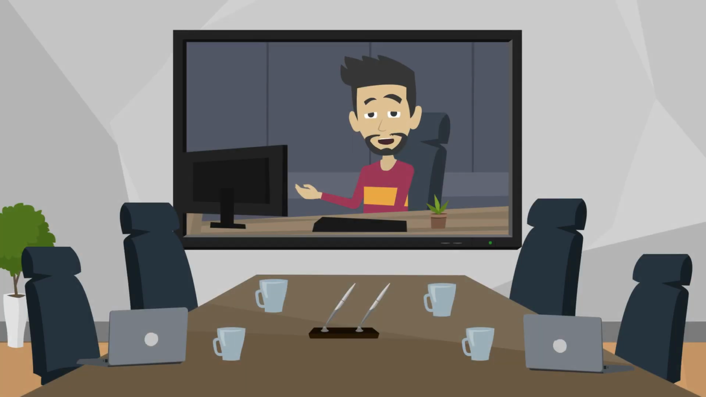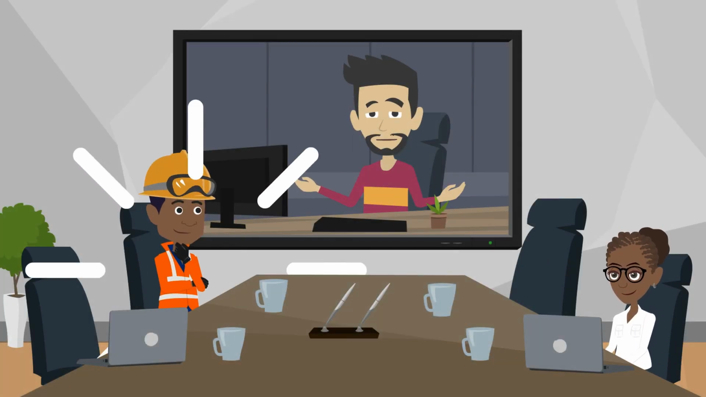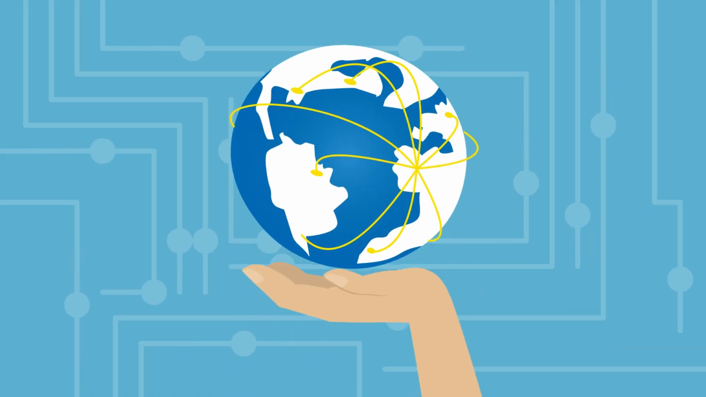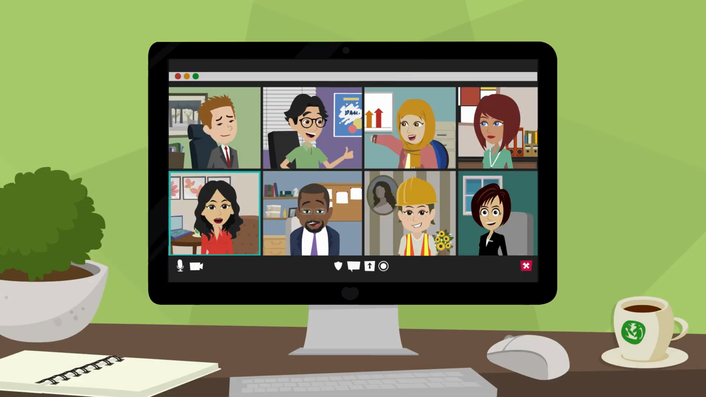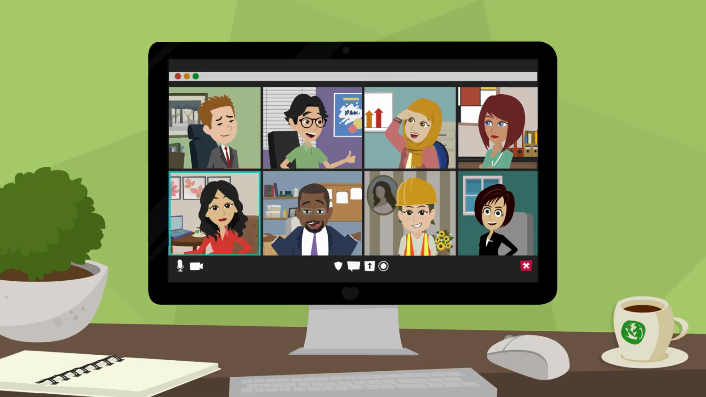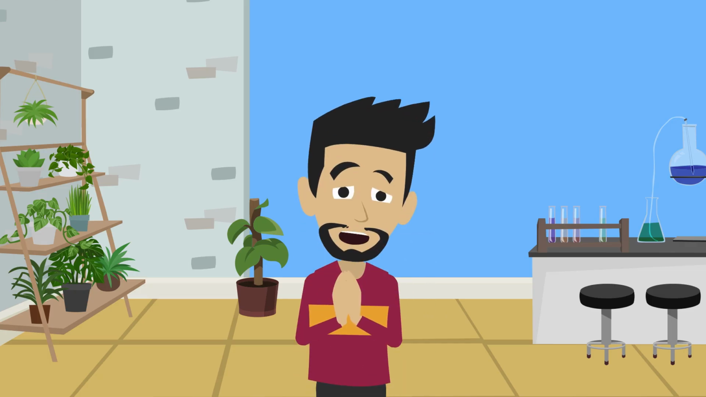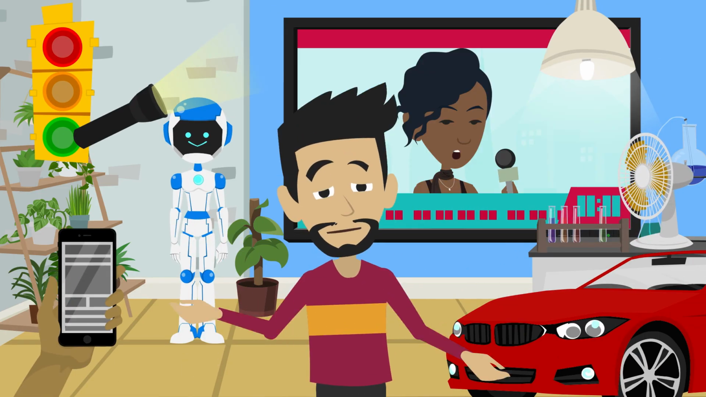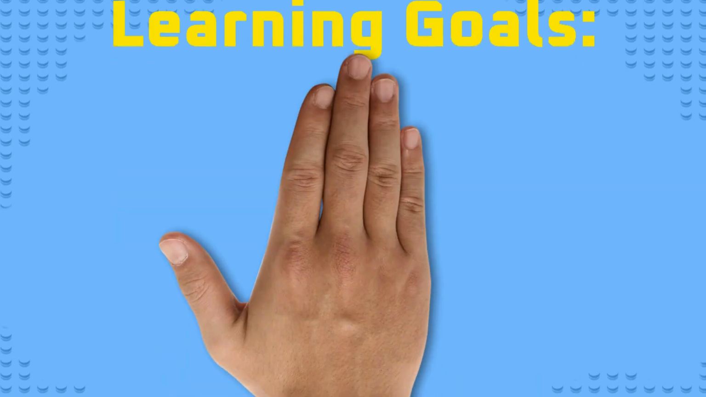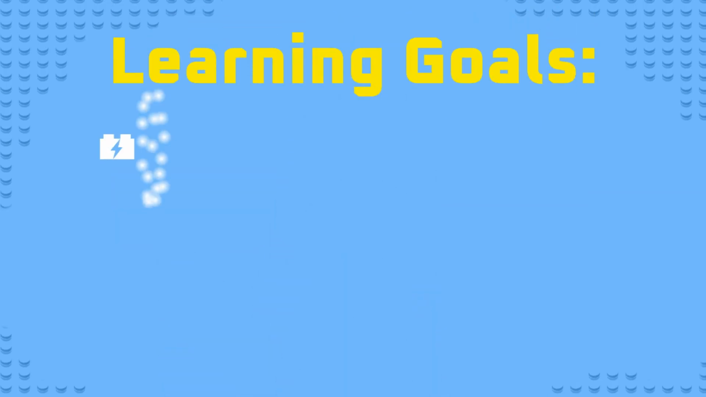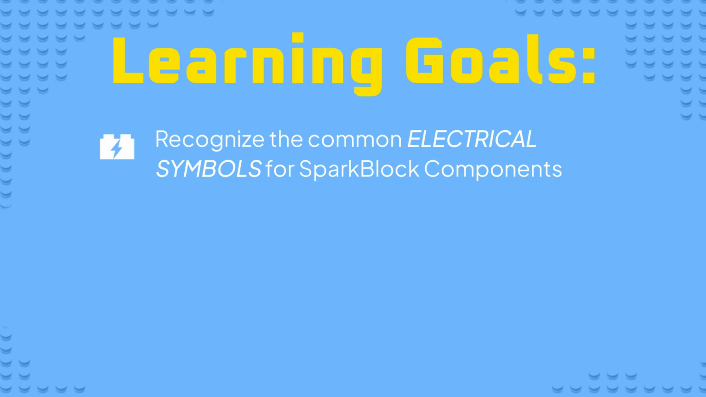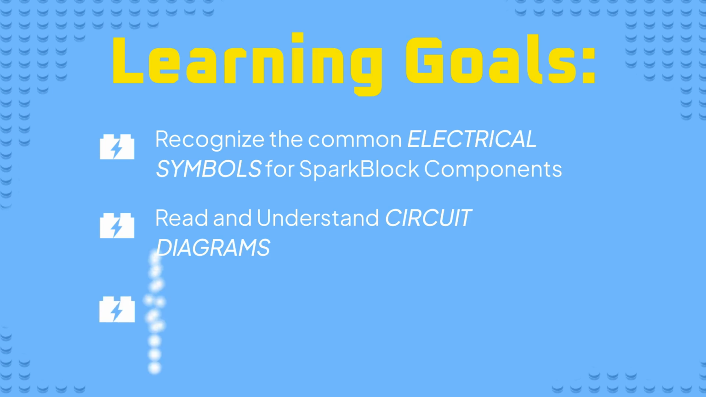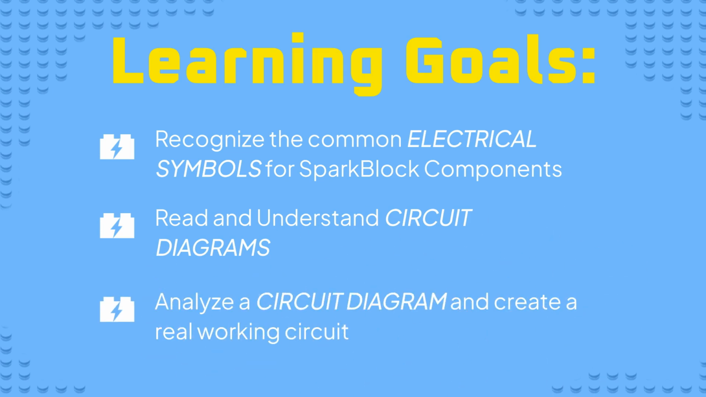Circuit diagrams are an important tool to help engineers, manufacturers, and everyone involved to understand the project. The symbols are international, allowing everyone from anywhere to read and understand the diagrams so they can work together. All things electrical, from a simple flashlight to an entire car, start with a circuit diagram. By the end of this video, you'll be able to recognize the common electrical symbols for the spark block components, read and understand circuit diagrams, and analyze a circuit diagram to create a real working circuit.